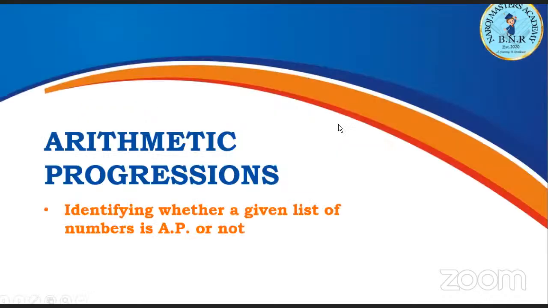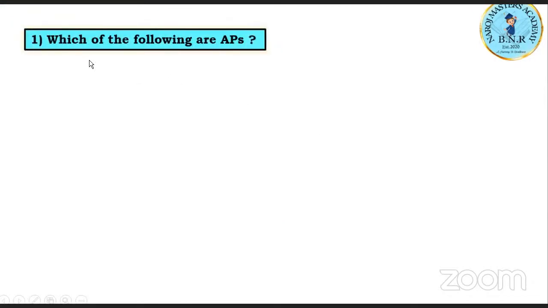See, now we'll see one question here. Which of the following are APs? Can you guess whether the series is an AP or not? Check the difference. How can you say directly whether it is right or wrong, yes or no? So first of all, we have to calculate the difference between any two consecutive terms. So what is the value of A2 minus A1 here? 4 minus 2.